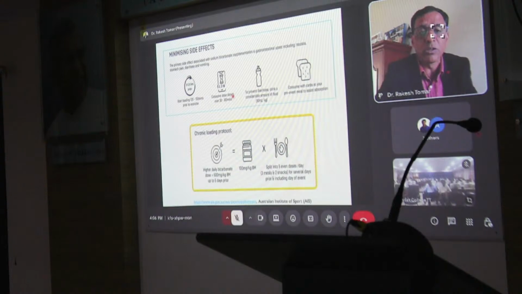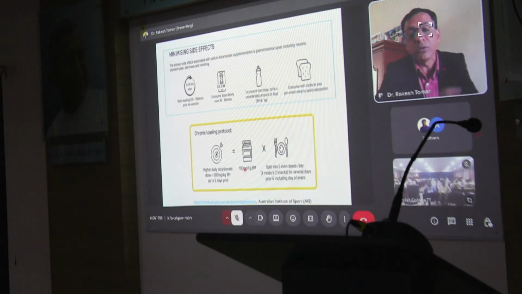Then for the chronic loading protocol, you can use a higher daily bicarbonate dose, like 500 milligram of bicarbonate per kg of your body mass, for at least 5 days before the event. And this should be split into 5 even doses of 100 milligram per kg body mass every day, like in a day, 3 meals and 2 snacks, for several days prior to and including the day of the event. So if you're taking this 500 mg, it should not be taken straight as 500, you should take 100, 5 times.